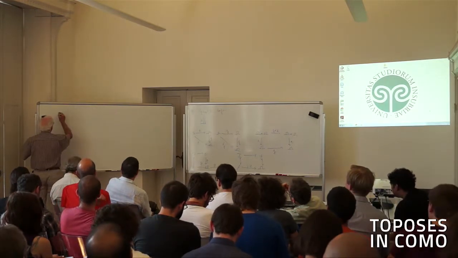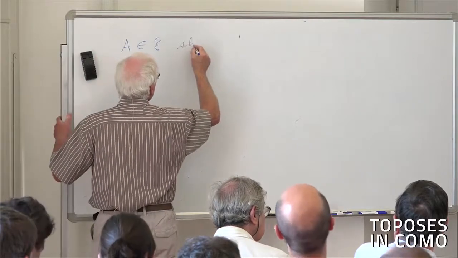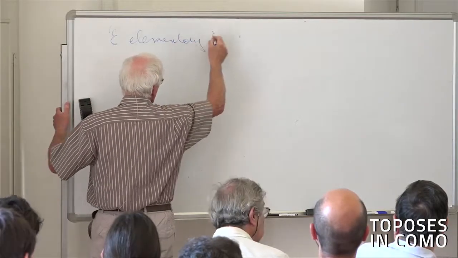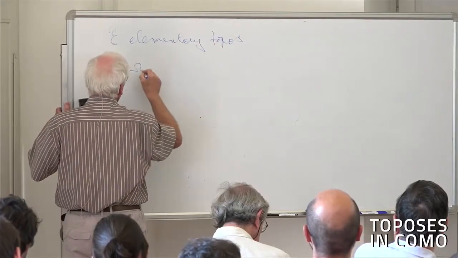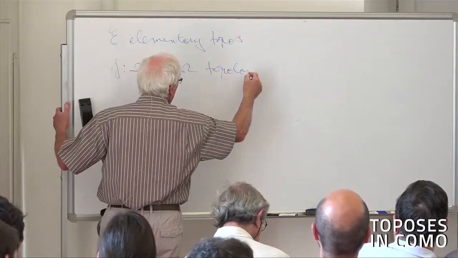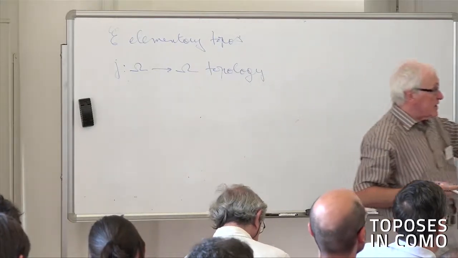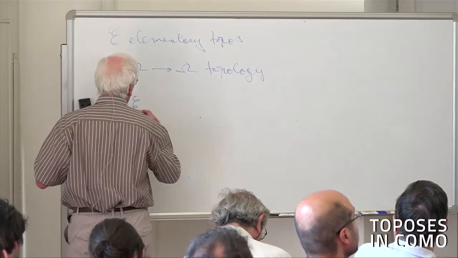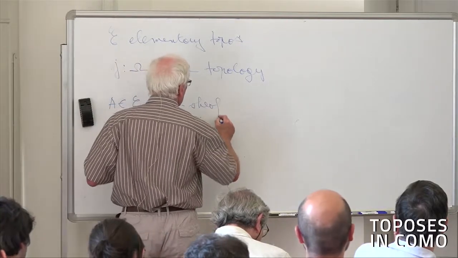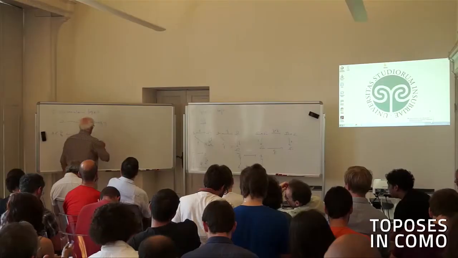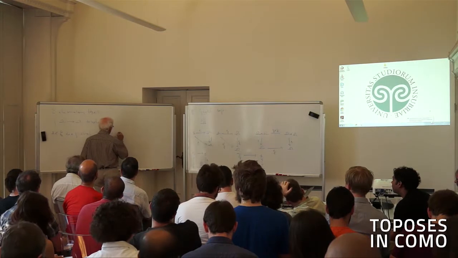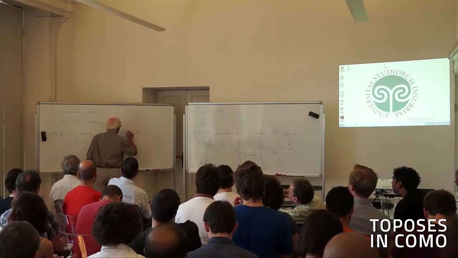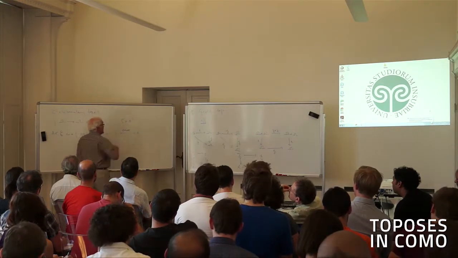And you will say that an object A in my topos E, an elementary topos, with J a topology, that is a mapping which satisfies those three axioms, is a J-sheaf when every time you take a monomorphism like that, which I shall call dense, that is, the closure of S is A itself.